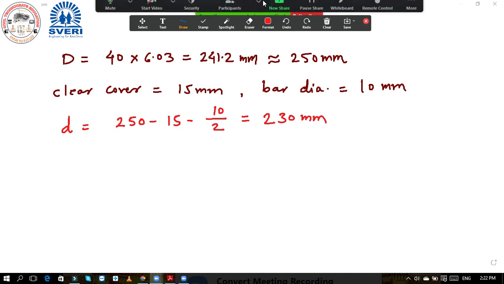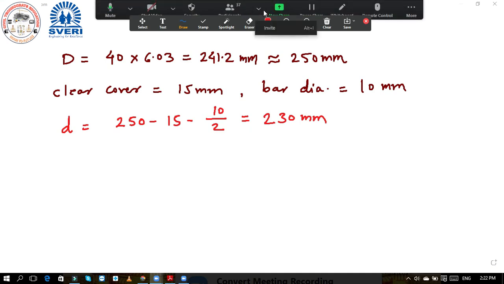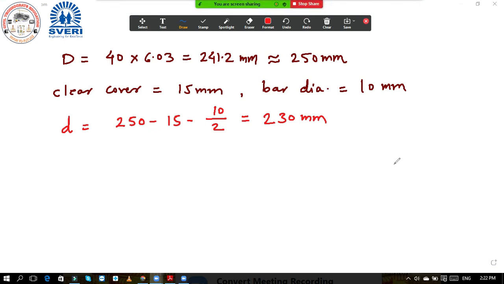Now we got the value of effective depth and overall depth. I think in DCS1 I have explained you thoroughly what is the effective depth, what is the overall depth, clear cover and the various distances. On that basis, here I have directly written the effective depth by putting the values into the formula. Now after this we will go for load calculation.